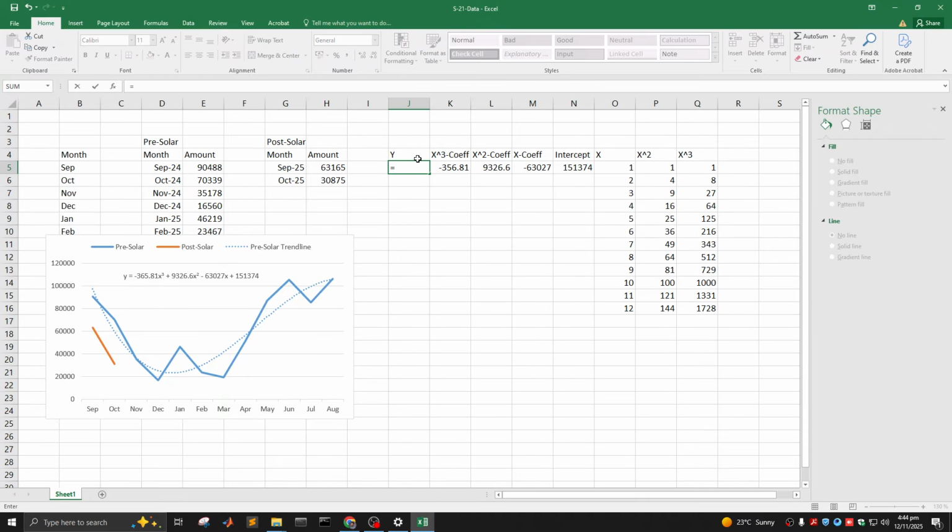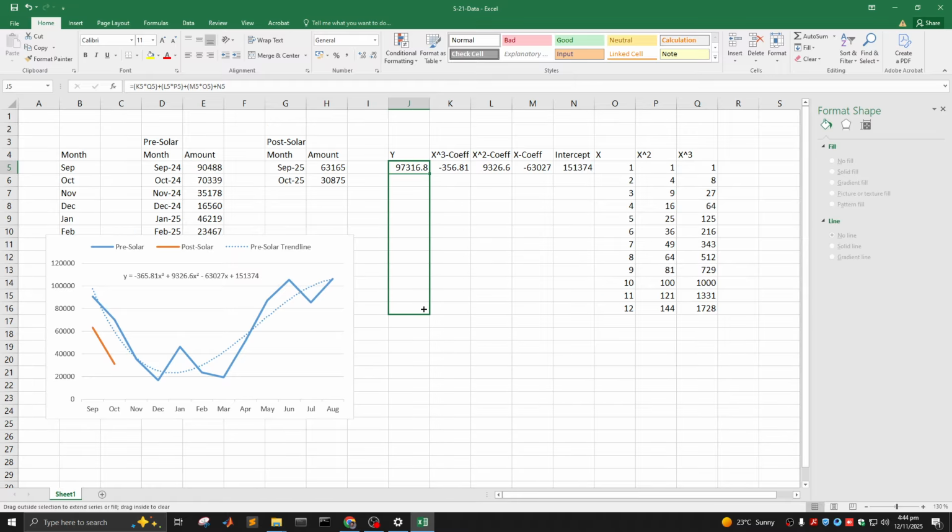So what would y be for the first month? All right, so it's going to be x, this coefficient. I'm going to put brackets when I multiply them just to be safe. X cube coefficient times x cube plus x square coefficient times x square plus x coefficient times x plus the intercept. Hit enter and I get a number 97,000, which is, by the way, right here. It's close to 100,000, 97,000. That's my first data point. Turns out to be correct.